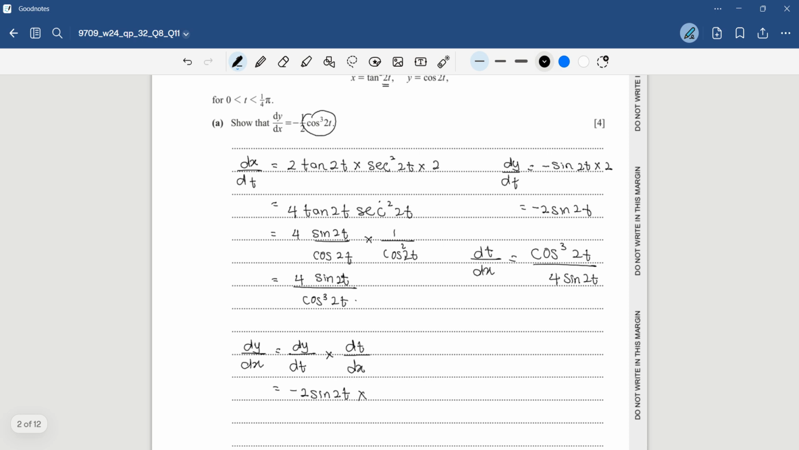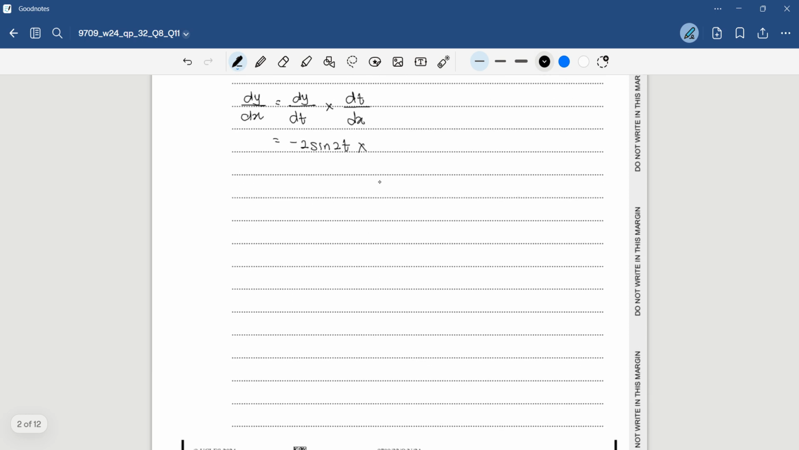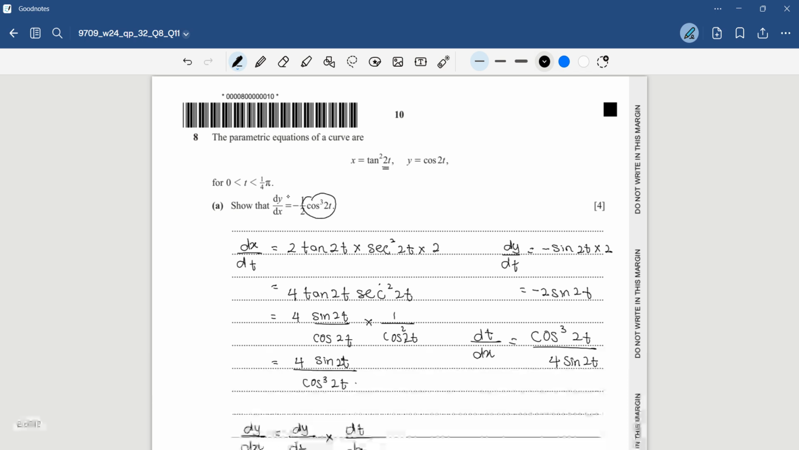So we substitute here. It's going to be negative 2 sine 2t multiplied by cos cubed 2t over 4 sine 2t. So you can cancel this, and it will be negative 1 over 2 cos cubed 2t. Okay, it's justified.